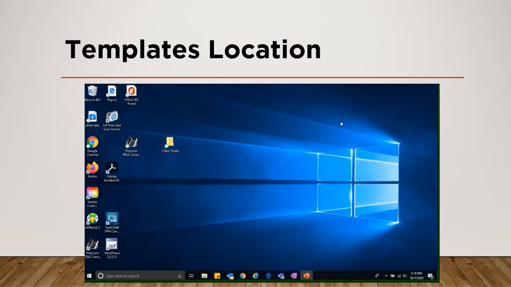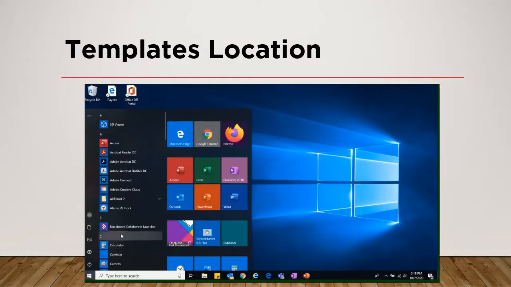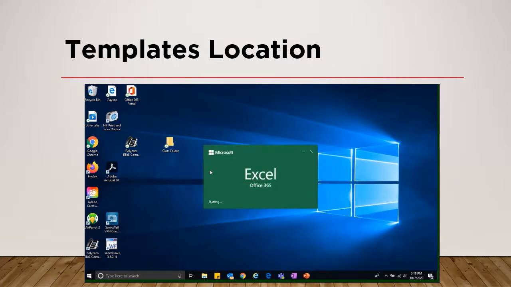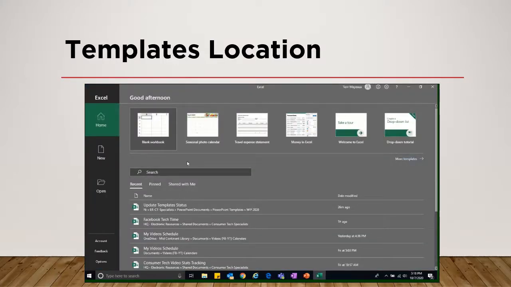To find Excel templates, let's start at the very beginning and come down to the lower left of my screen and click on our Start button. And while we could find Excel in this alphabetical list, I'm just going to click on my Excel tile and let Excel open. Now, this view may be different from what you see on your computer, but it's going to be very similar in that it's going to have the same kinds of things.